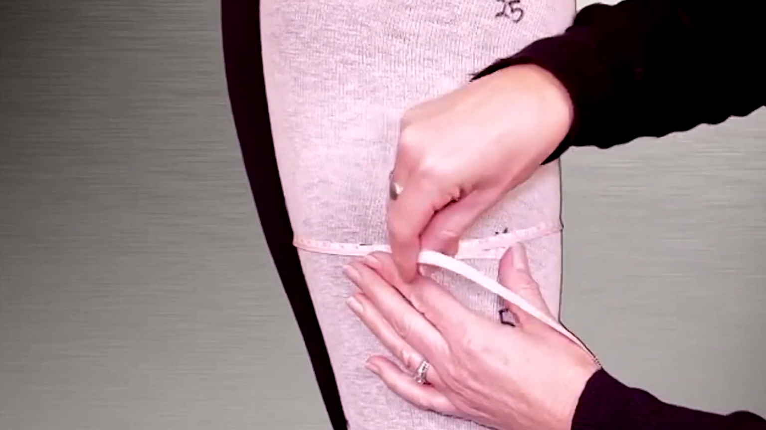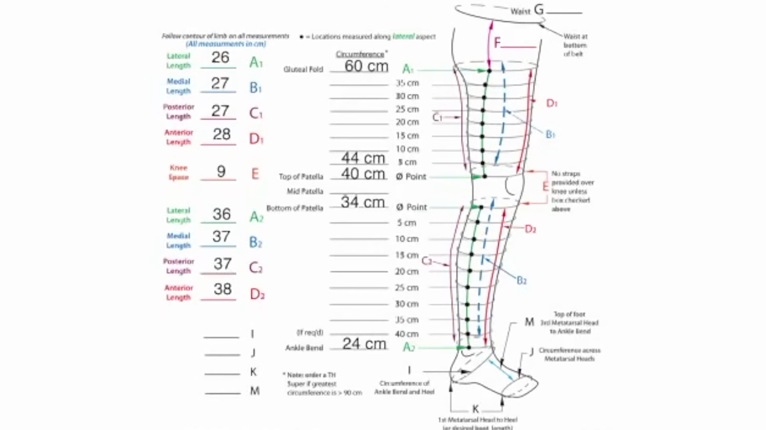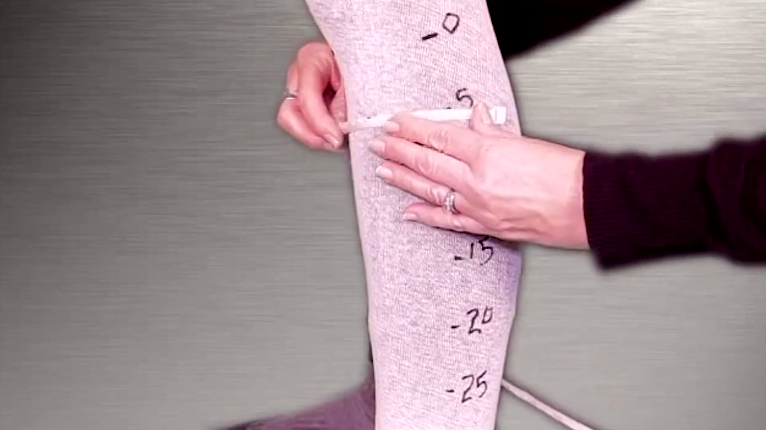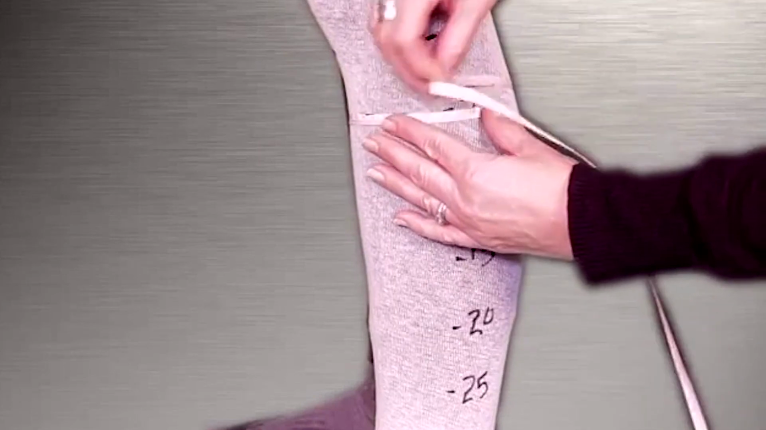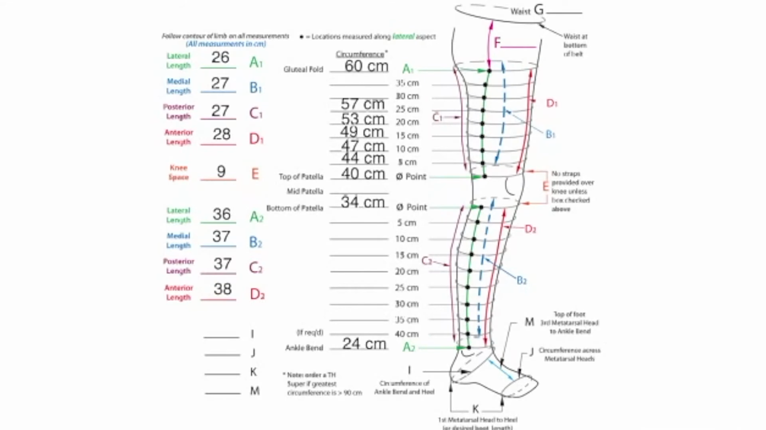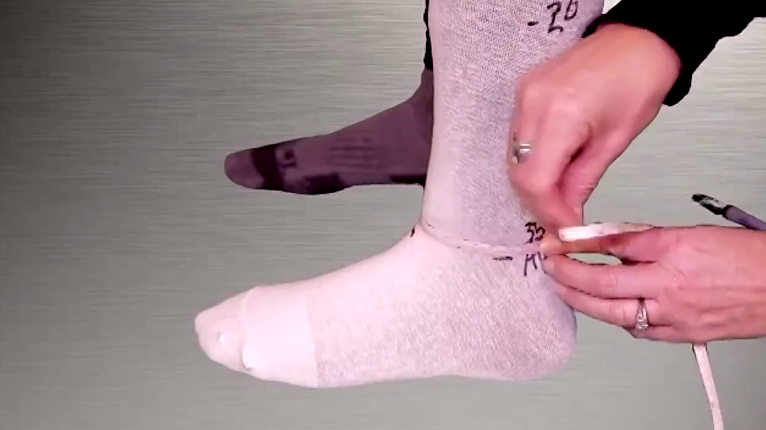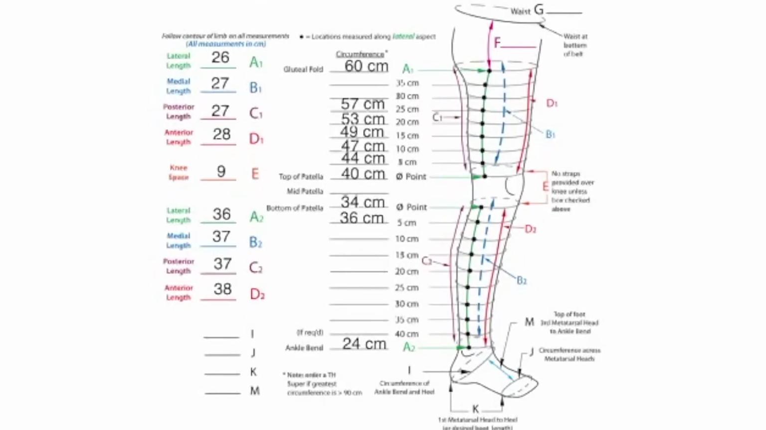Measure the remaining circumferences between the top of patella and gluteal fold and record the values on the respective lines. Moving to the lower leg, measure the circumference of the leg 5 centimeters below the bottom of patella and record the value on the corresponding line. Measure the remaining circumferences between the bottom of patella and the ankle bend and record the values on the respective lines.